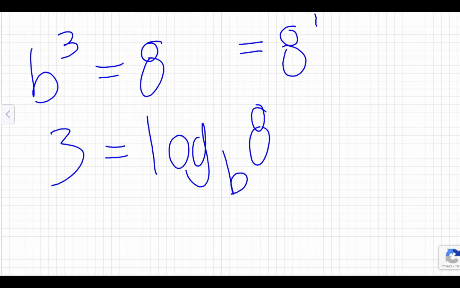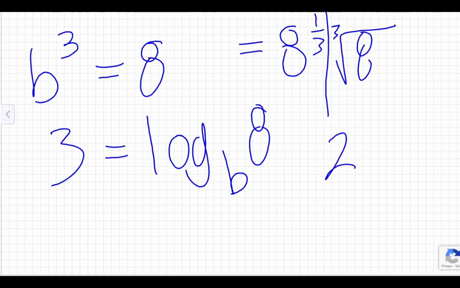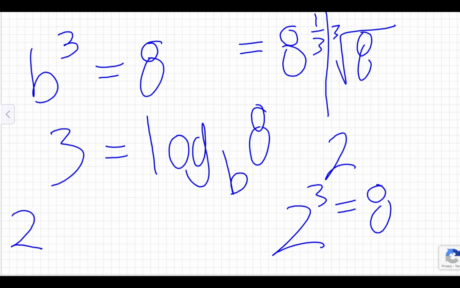So 8 raised to the power of 1/3, or in other words, the cube root of 8, let me just separate it like this, would ultimately just give you 2. So in this case, 2 to the power of 3 equals 8. We can also verify this. 2 times 2 is 4, times 2 is just 8. This is a simple way of checking.